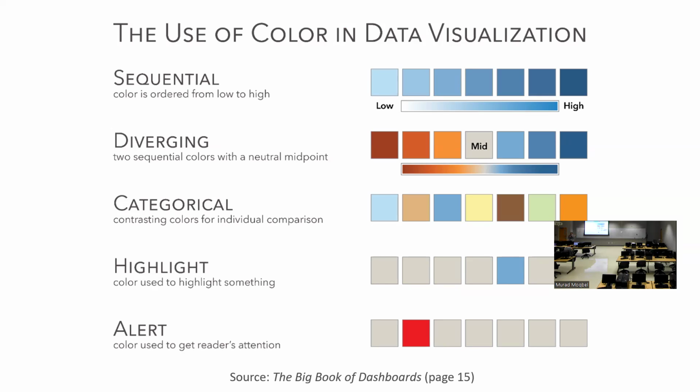Then we use divergent color. Divergent color is when we have a middle point in our variable. A variable with a middle point would be profitability, profit, right? We might have negative profitability, we might have positive profitability. The middle point is 0.